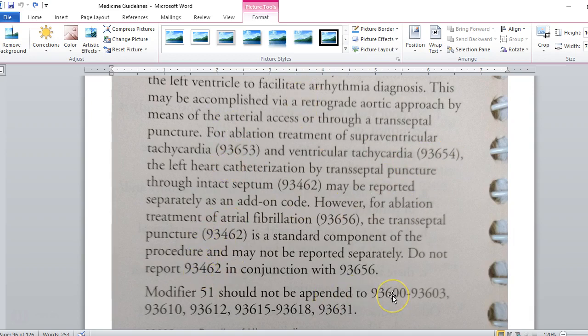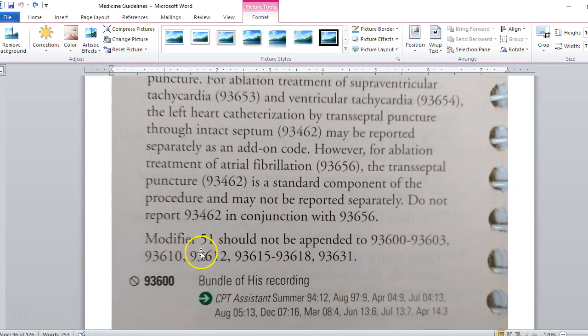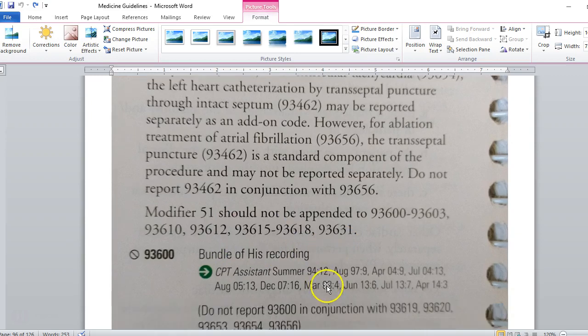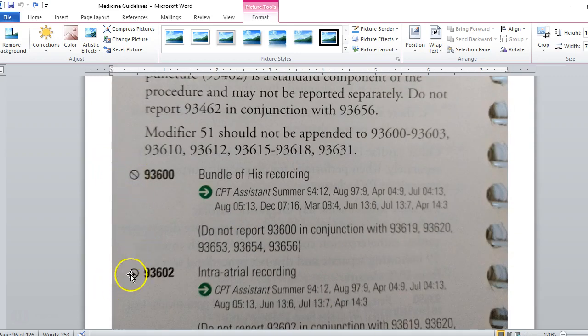And yet again, the biggest thing is right here: modifier 51 should not be appended to 93600, 93603, 93610, 12, 15 to 18, and 93631. And again, we have the no symbols in front of them, reminding us these are modifier 51 exempt. We don't have a lot of those symbols, but when we see them, it means we get paid at 100% for each and every one of these. The reason is that we have to do a recording of each and every one to figure out where the problem is.